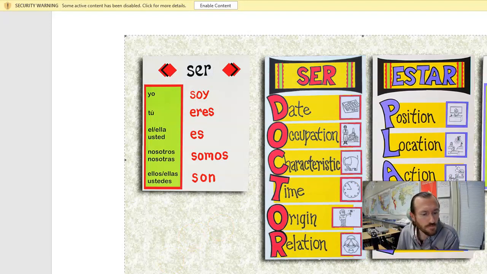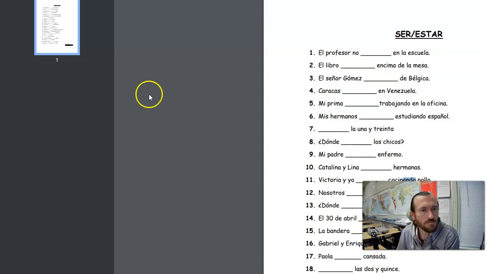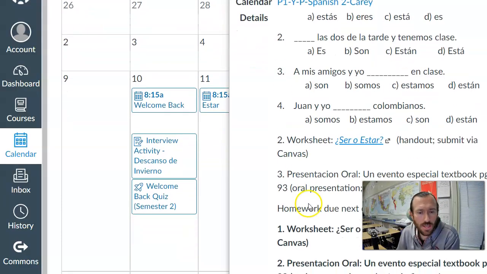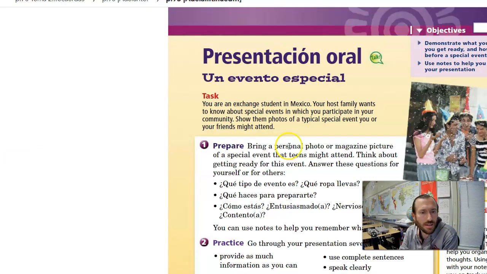All right, last thing real quick, y'all, that we have on the agenda for today is an oral presentation that you guys are going to do in Canvas. I'm going to give you guys time in class to work on the script. And it's very, very brief, y'all. It's on page 93, página 93.